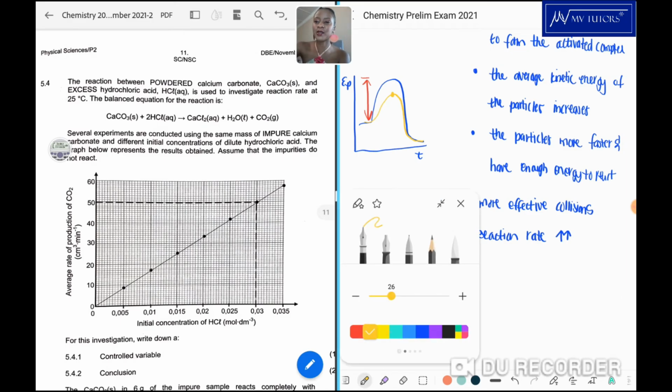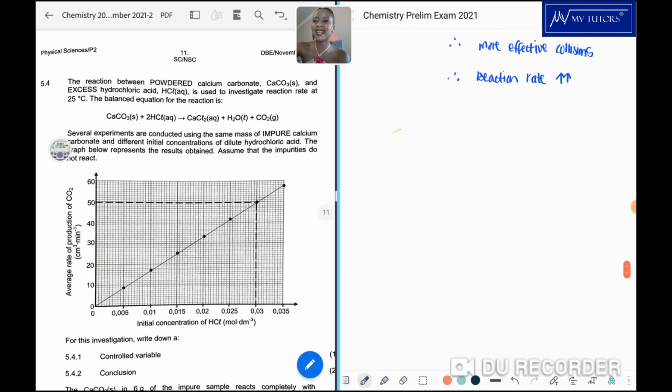Okay, let's go back to my blue pen. So 5.4, what does it require of us? The reaction between powdered calcium carbonate and excess hydrochloric acid is used to investigate reaction rate at 25 degrees. Okay, that's the standard temperature. So we have the balanced equation for the reaction. We have calcium carbonate, we have hydrochloric acid, then we have calcium chloride, water, and carbon dioxide.